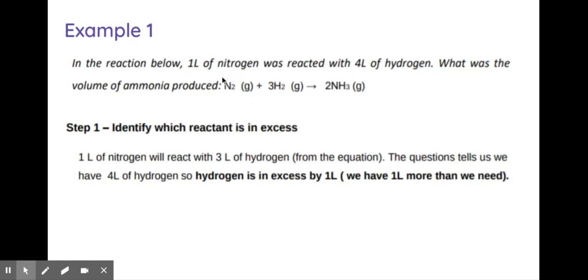And how we got that was we just looked at the equation here. We saw that 1 mole of nitrogen gas reacts with 3 moles of hydrogen gas. So 1 litre of nitrogen gas will react with 3 litres of hydrogen. In the question, we are given 4 litres, which means we will have 1 litre left over. So hydrogen is in excess. We are going to put a big cross through that and not use that. Our mole ratio that we're going to use to calculate our product is going to be our nitrogen to ammonia. So that's our 1 to 2 mole ratio.